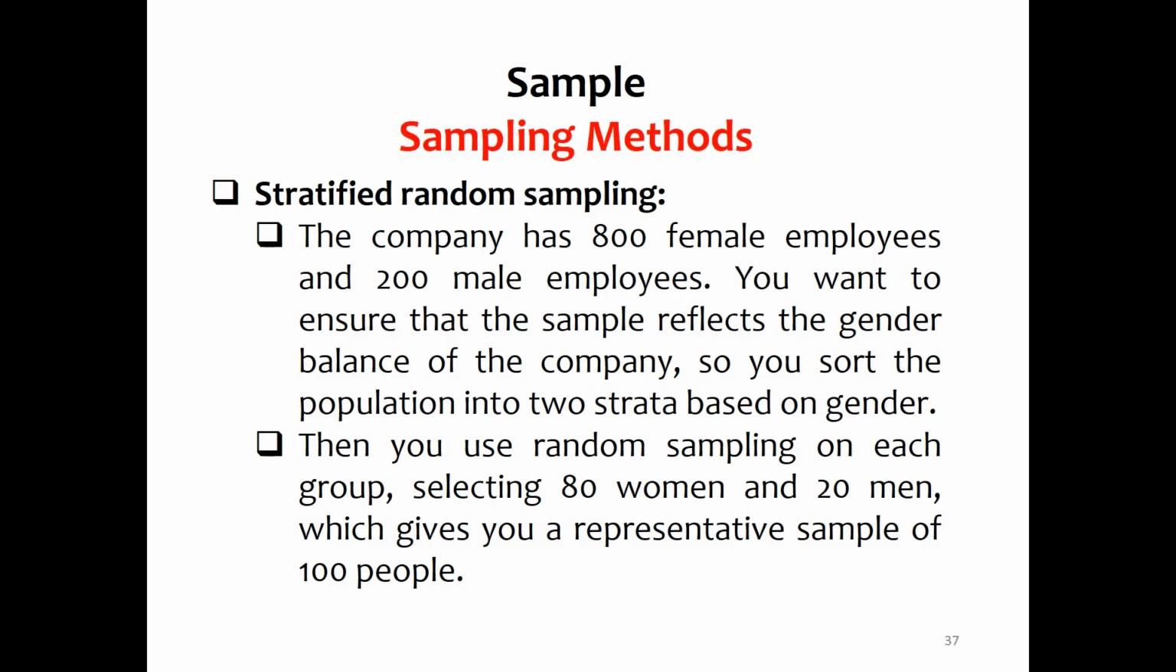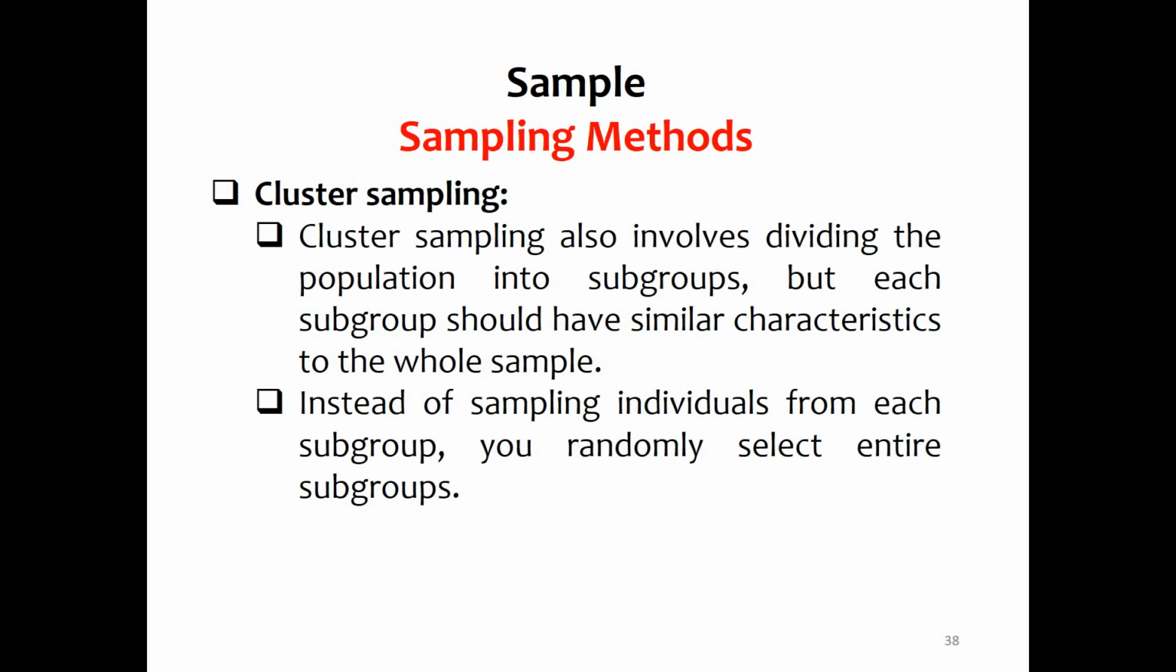80 females and 20 males can be selected using the simple random sampling method or the systematic random sampling method. The fourth method under probability sampling is cluster sampling. This method also involves dividing the population into subgroups. Here the special thing is that each subgroup has similar features. Under the stratified sampling method, you select elements from each subgroup.